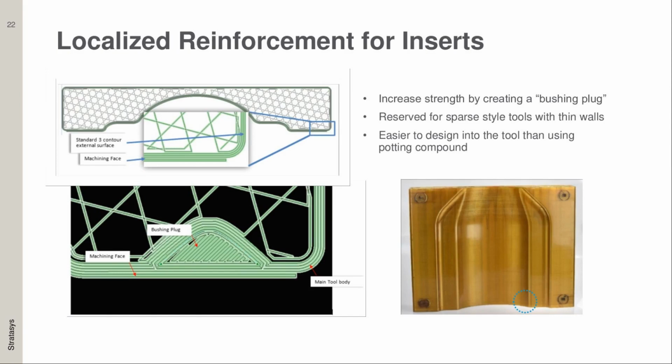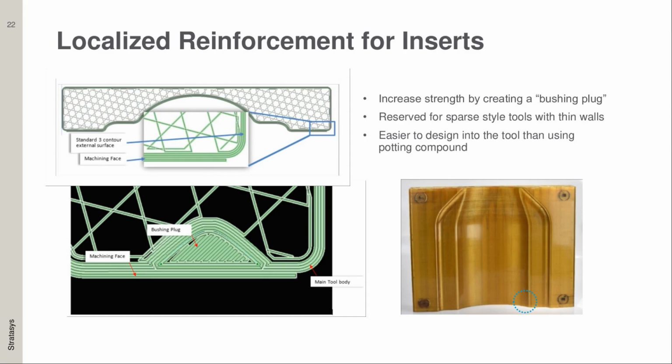Now, one thing to think about too is that if you're printing a tool that is not solid and it's sparse, and you have a bushing or an insert that is longer than the wall thickness of your part, you're going to need to find a way to add material around that to make sure that the insert is completely encapsulated in material. Now, this example here is for a composite layup tool that me and my colleague Ross worked on, and we created a method called creating a bushing plug, if you will.